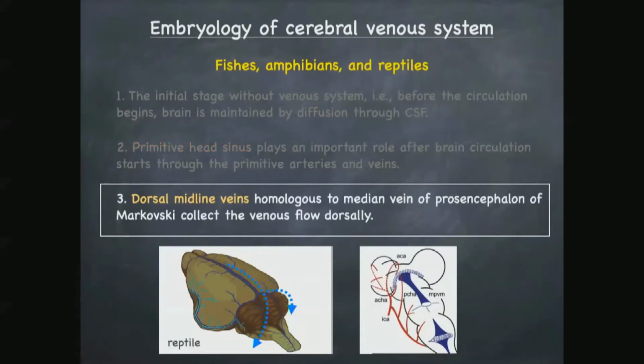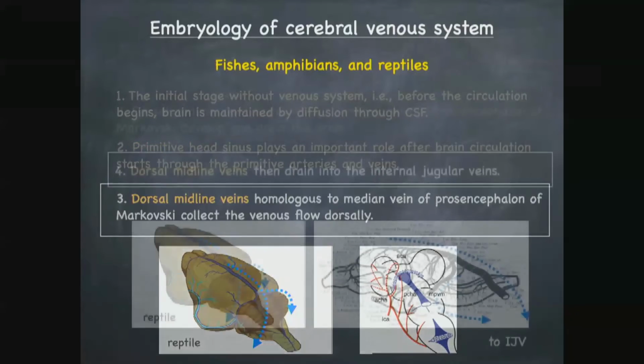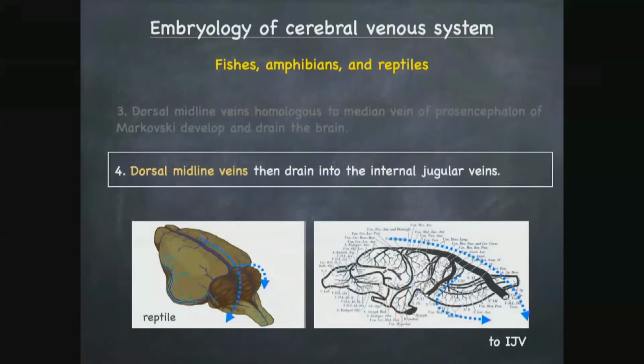Then only in the lower vertebrates, they join to the mid-dorsal veins. This is not a sinus. Those are midline veins, homologous to the median vein of prosencephalon of Markowski. And those midline veins connect to the internal jugular veins. This only holds true for the lower vertebrates.